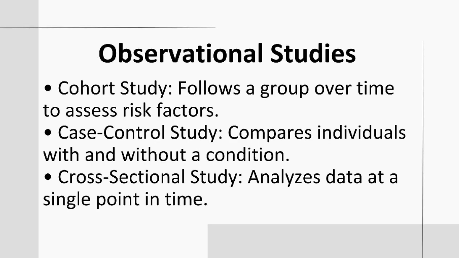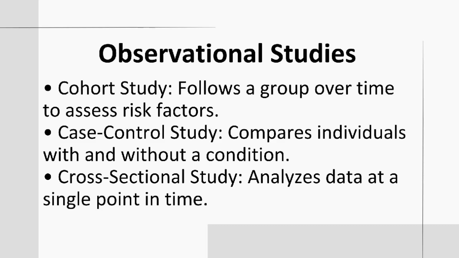Section 4. Observational studies play a crucial role in epidemiology and public health research. These studies help identify risk factors, disease patterns, and treatment outcomes in real-world settings. There are three main types of observational studies. Cohort study. This study follows a group of people over time to examine the relationship between risk factors and disease development. For example, a cohort study might follow smokers and non-smokers for 20 years to determine the likelihood of developing lung cancer.